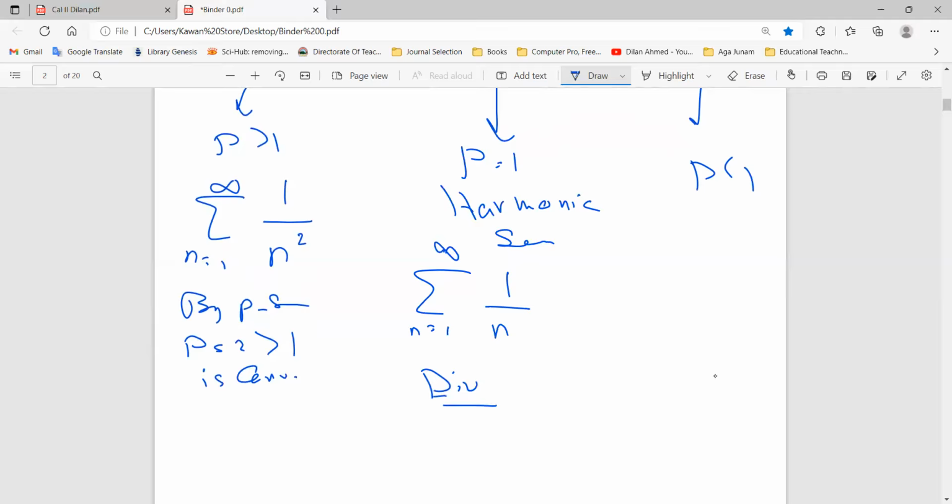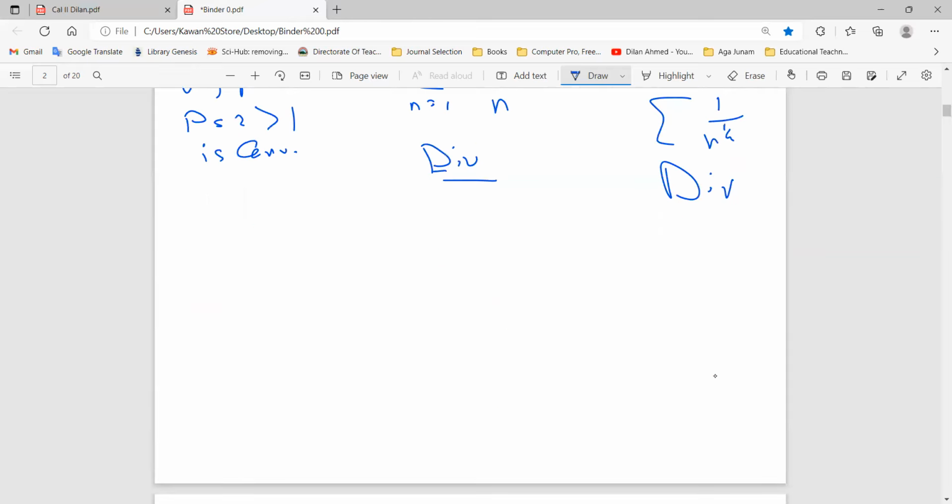Usually, when I say harmonic series, do not think about it, just say it diverges. When P is less than 1, an example is the sum from 1 to infinity of square root of n. You know, square root of n is equal to n to the 1 over 2, am I right? That's right. So in that case, we have a P series and we say it diverges.